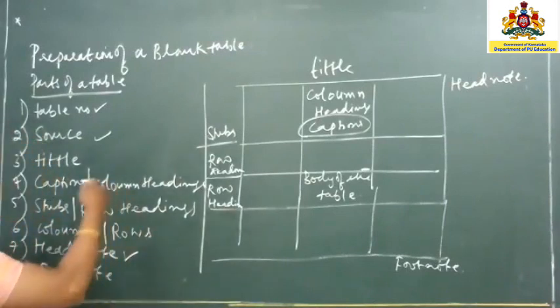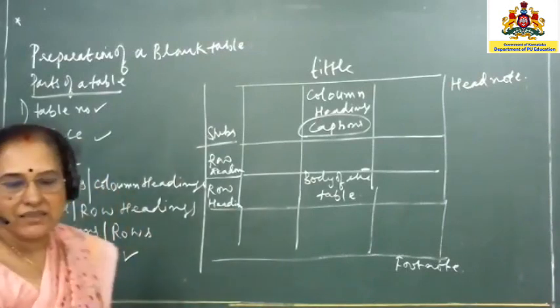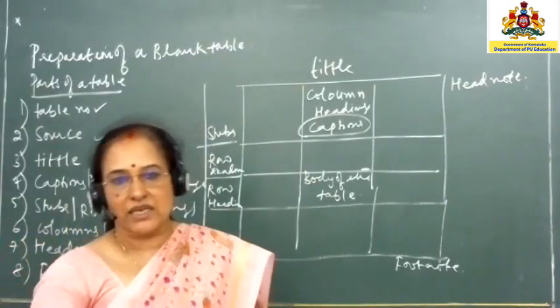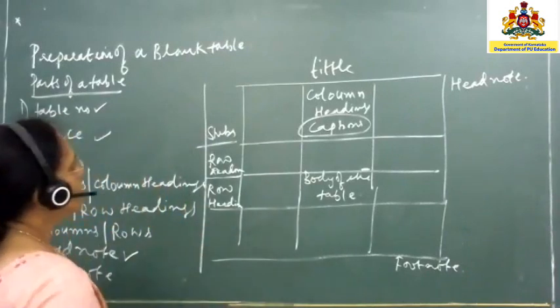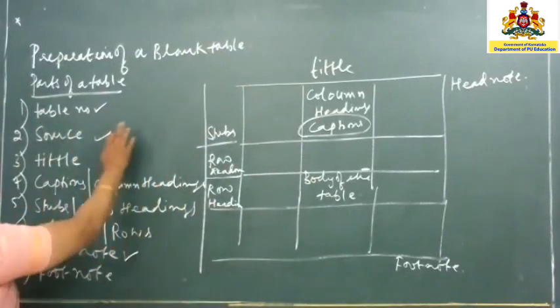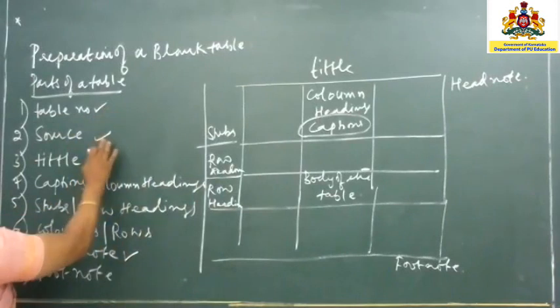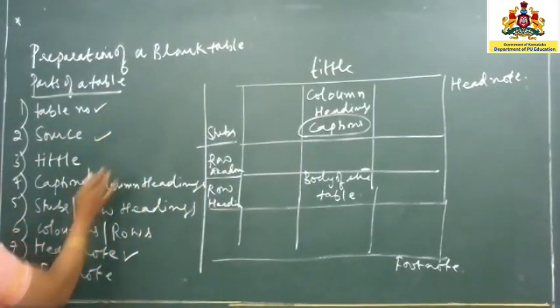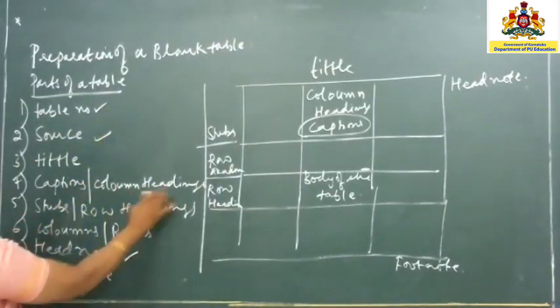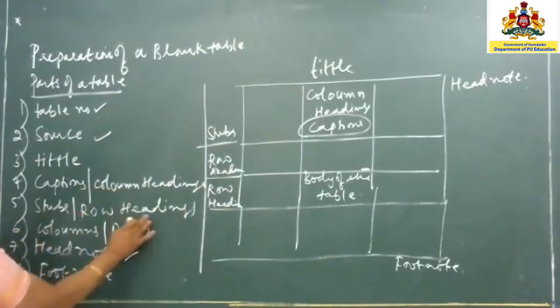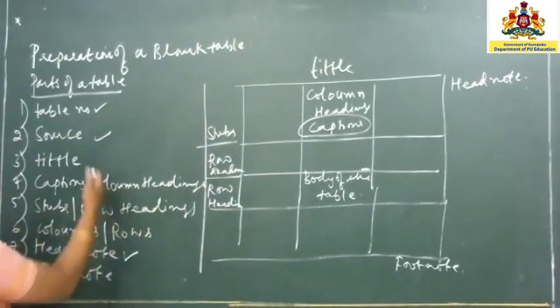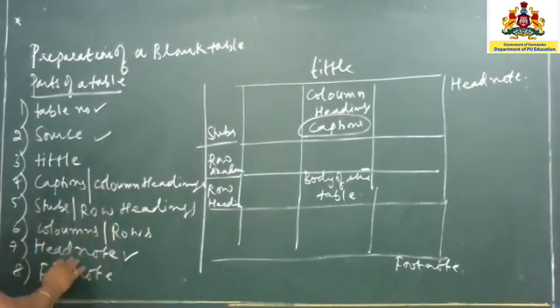Okay. Now source also. If it is data collection, from where exactly you have collected the source, that also you can mention. Is it clear? Now I'll just explain once again. You should have a table number, you should have a source, you have a title, then you have captions or otherwise called column headings, then you have stubs or you call row headings. Next you have columns and rows, this should have been in the beginning, okay? Now next you have head note, now next one you have footnote.